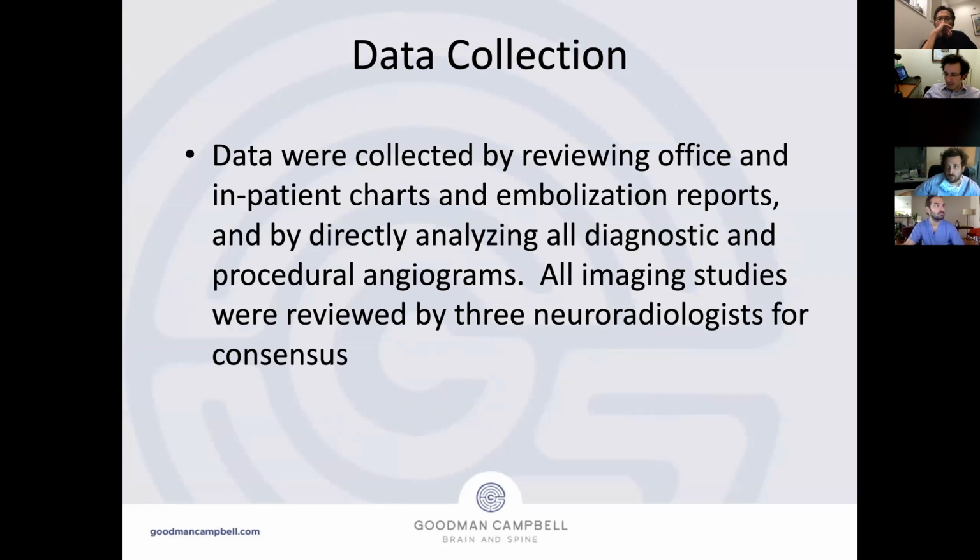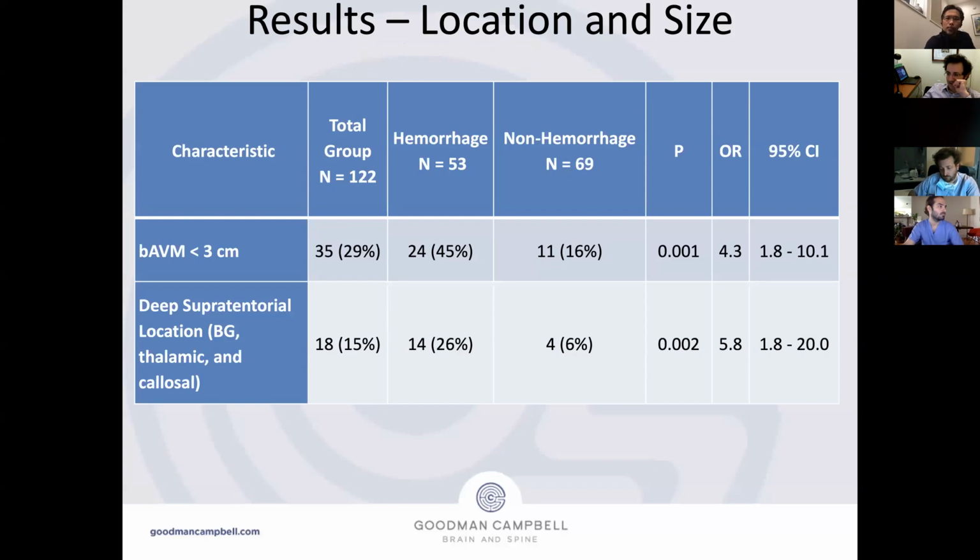All charts were reviewed specifically for the study, and all angiographic images were reviewed specifically for the study. We must have spent hundreds of hours reviewing angiograms for this study. In our univariate analysis, we found, like others did, that small brain AVM size was associated with hemorrhage, and deep supratentorial location was associated.